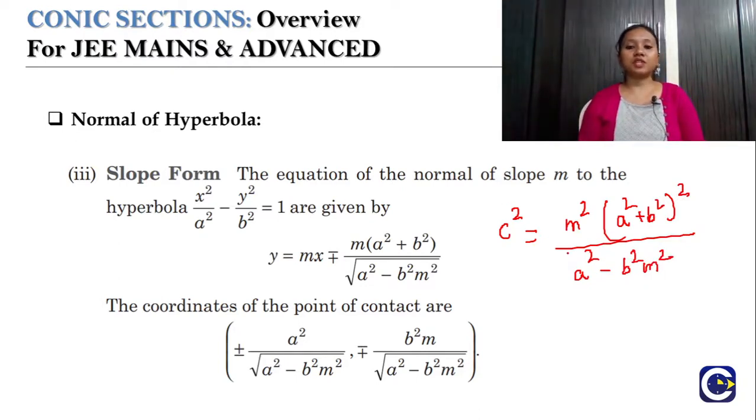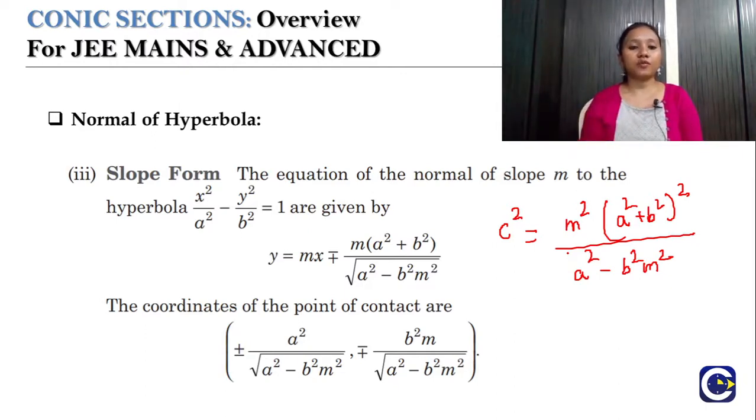We have substituted c from this in the equation y equal to mx plus or minus c, right? The corresponding coordinates of the point of contact are also given here, which are plus or minus a square divided by root over a square minus b square m square comma plus or minus b square m divided by root over a square minus b square m square, right? So these are the different forms of our equations of normals, which are quite important.